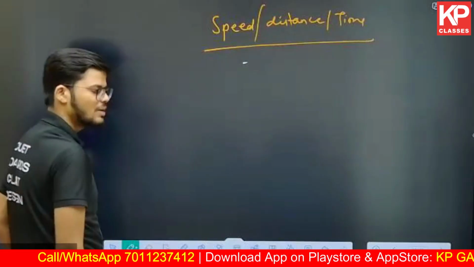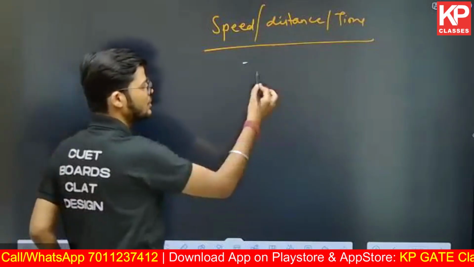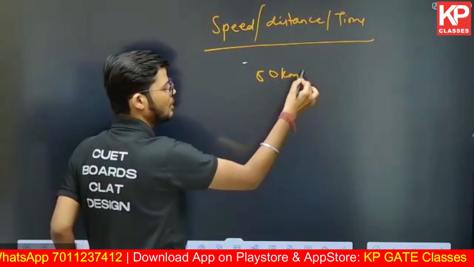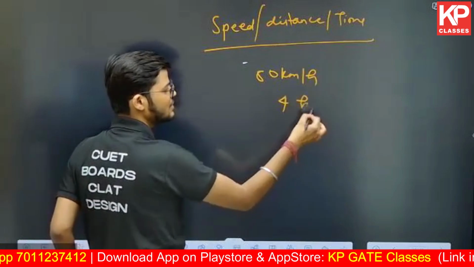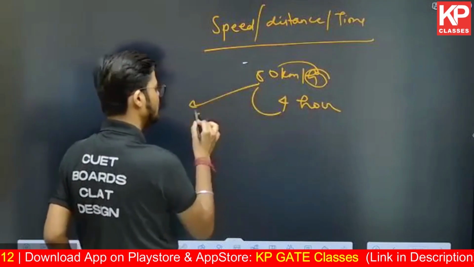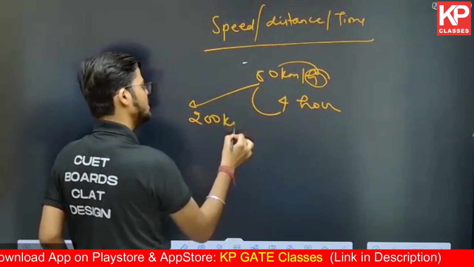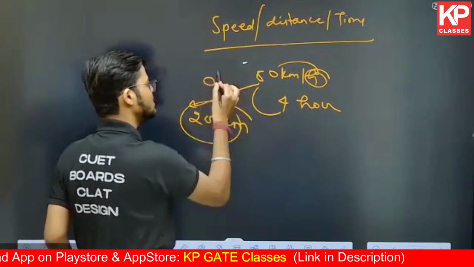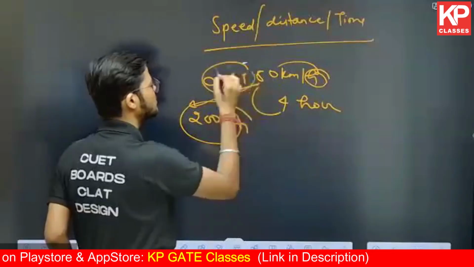The first type of example will be what? Suppose there is a man who is running at this speed, 50 km per hour. In 4 hours, what distance will he cover? You know that in 1 hour he is going 50 km, so in 4 hours, the distance he will cover is 200 km. Very basic: speed is equal to distance upon time, so distance is equal to speed into time. We have got the answer.